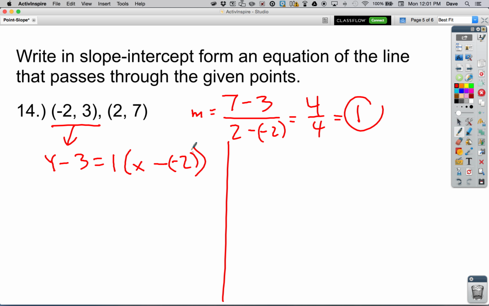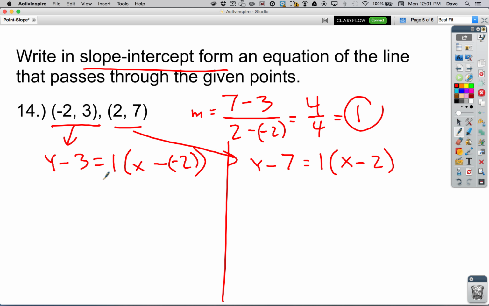And there's my answer. My partner does it this way. Y minus 7 equals 1 times parentheses x minus 2. So right now our answers look different. All right, so that's why we've been asked to put in slope-intercept.